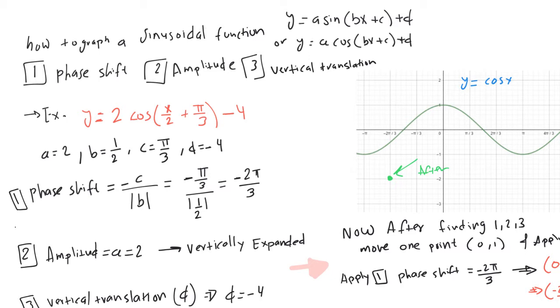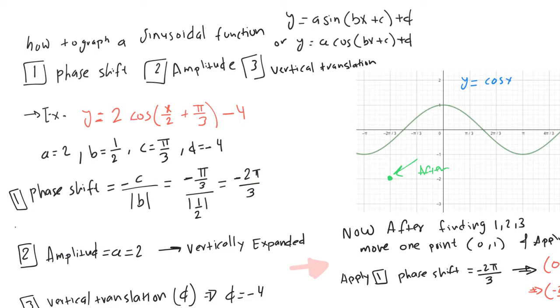My today's example will be about how to graph a sinusoidal function which has this general form as you can see here. The first thing that I'm going to do is the phase shift, which will translate my function left and right. Then I'm going to find the amplitude and then the vertical translation. I will apply them one by one. First, I'm going to have to find them, of course.